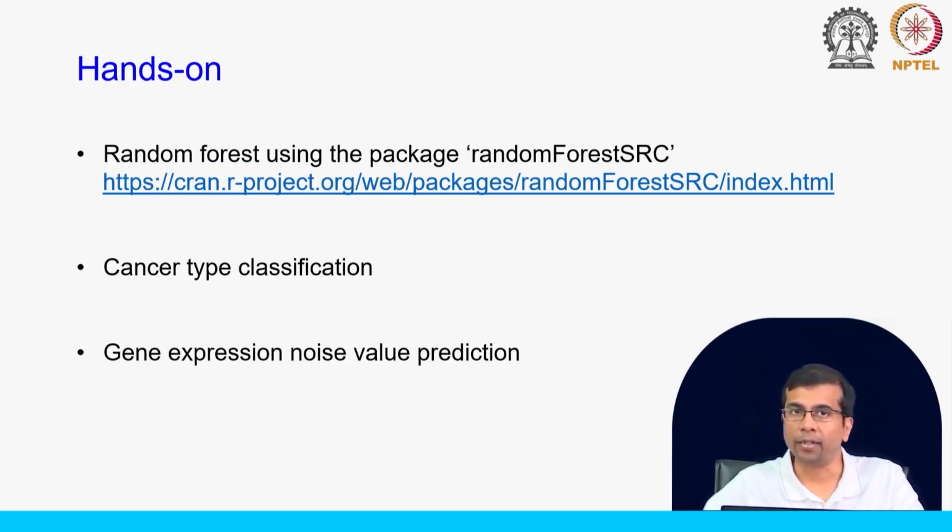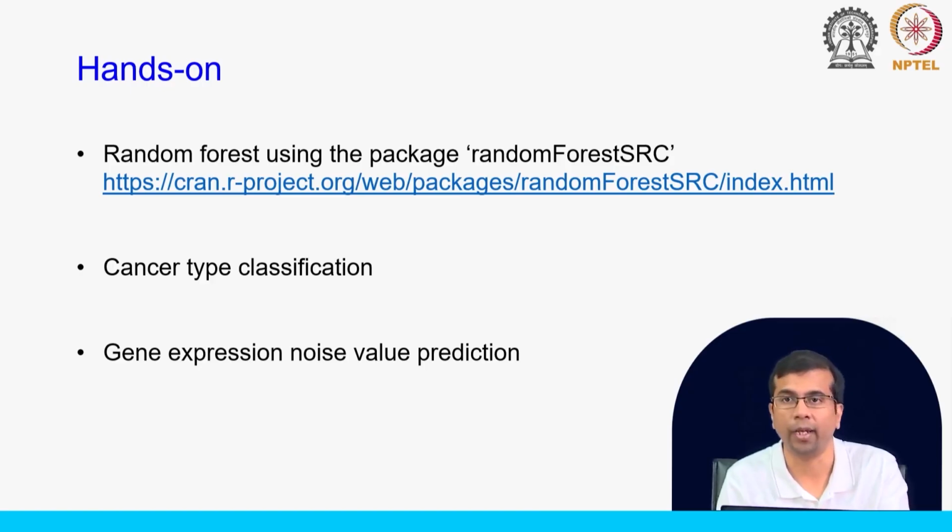We will apply this package to two types of problems. One is classification, the same cancer type data that we have been working with. So, we can build a classification model with random forest. The second type of data will be gene expression noise value prediction, that is our regression tree. We have used, for example, linear regression for predicting gene expression noise. So, we will use random forest now to predict gene expression noise. With random forest we can do classification, and we can also do regression. So, let us now move on to the hands-on part in R.